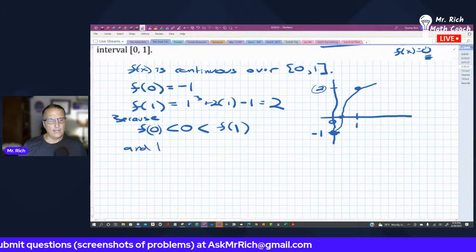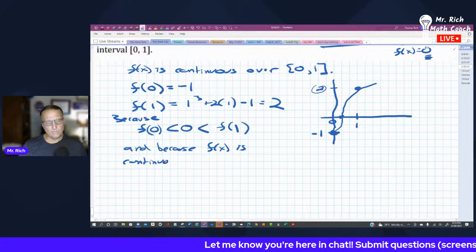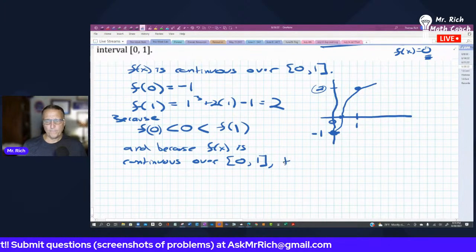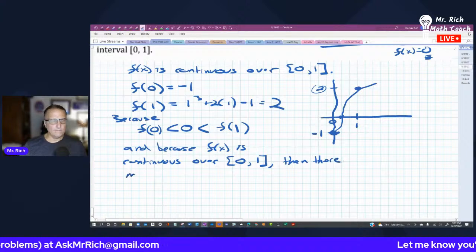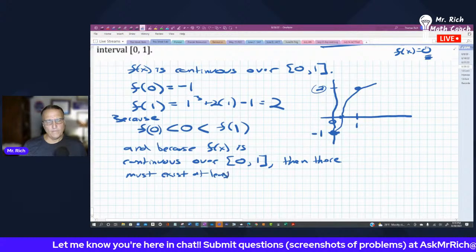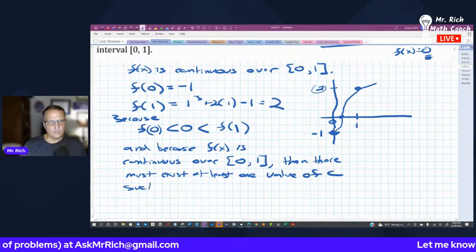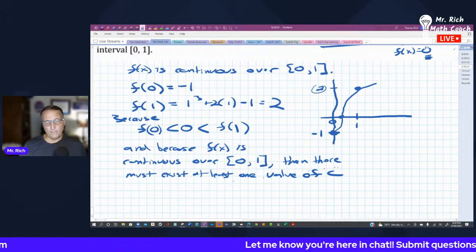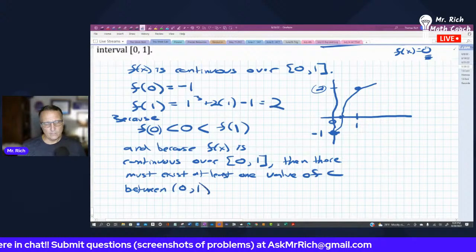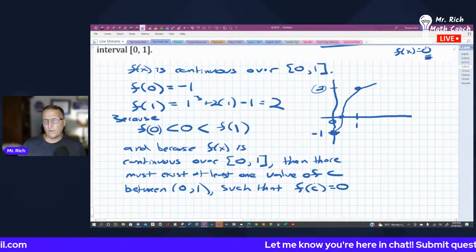And because my function f(x) is continuous over that closed interval from 0 to 1, then there must exist at least one value of c, and I'm going to be a little more specific, there must exist one value of c between 0 and 1, such that the function evaluated at that c is equal to 0, making it an x-intercept.